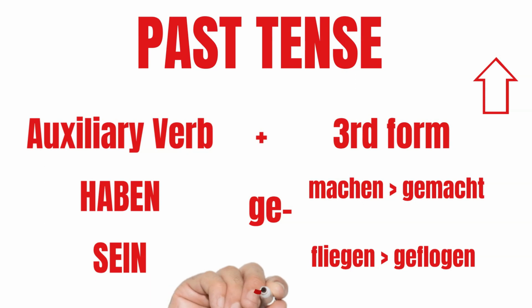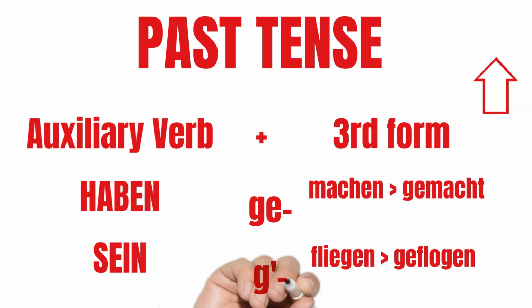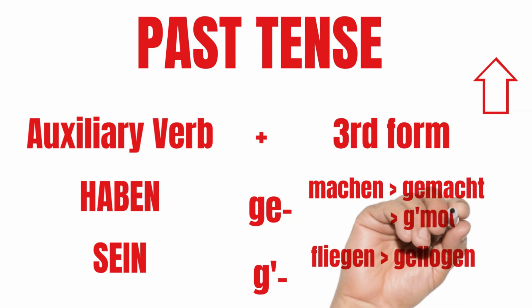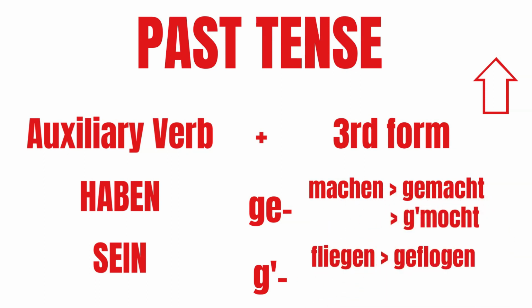In spoken Austrian German, ge becomes g. Instead of gemacht, you will come across gmacht. Instead of geflogen, you will hear gflogen.